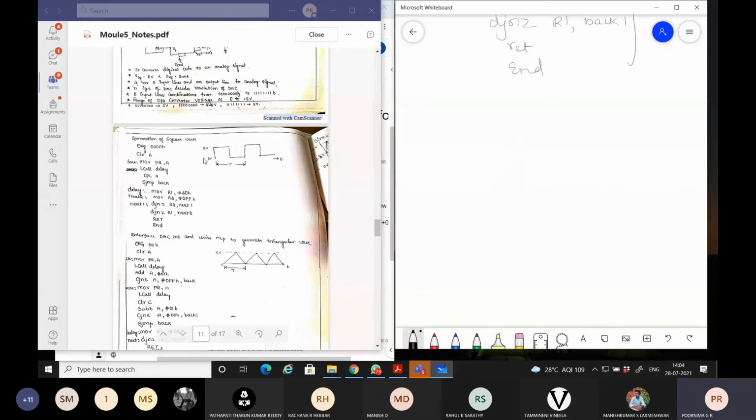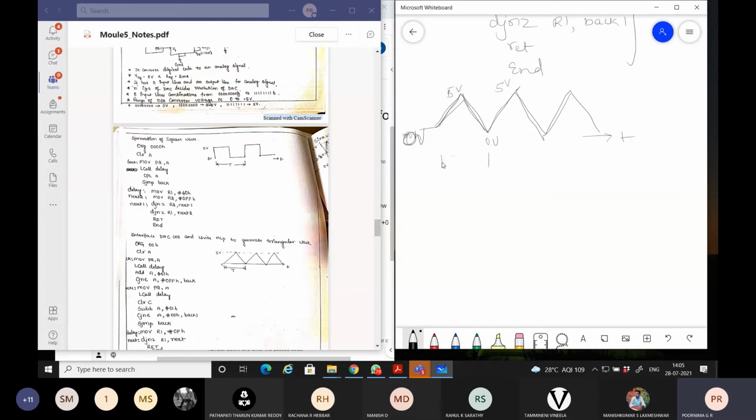Okay, next program is to generate a triangular wave. Like this, it has to generate. Amplitude will be same. As per time, it should start with 0 volts, go up to 5 volts in a linearly increasing way, then decrease linearly to 0 volts, and again start from 0 volts and go up to 5 volts. This is the wave that is supposed to be generated.